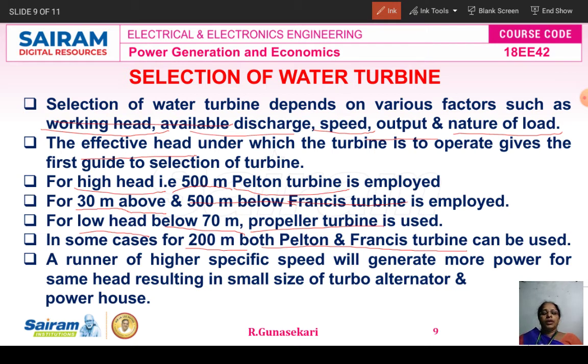A runner of higher specific speed, because the specific speed is one of the characteristics of the water turbine that we already studied in this lecture video. The runner of higher specific speed will generate more power for the same water head. What is the result? A small size of turbo alternator and power house only. So therefore we can use higher specific speed only.